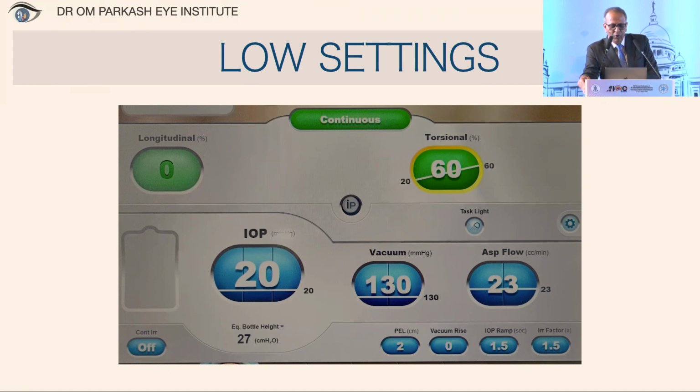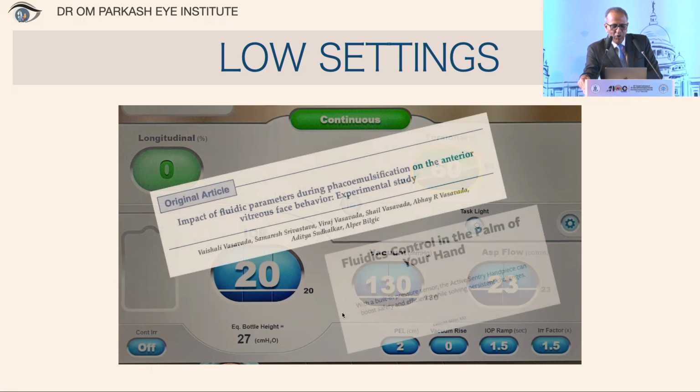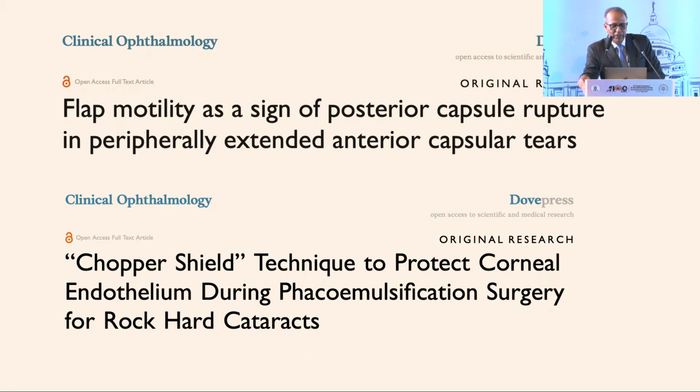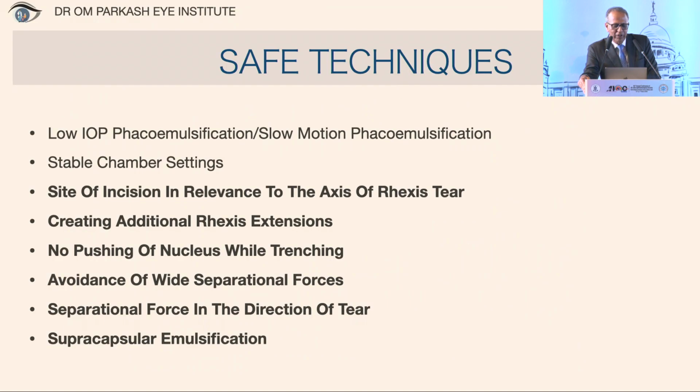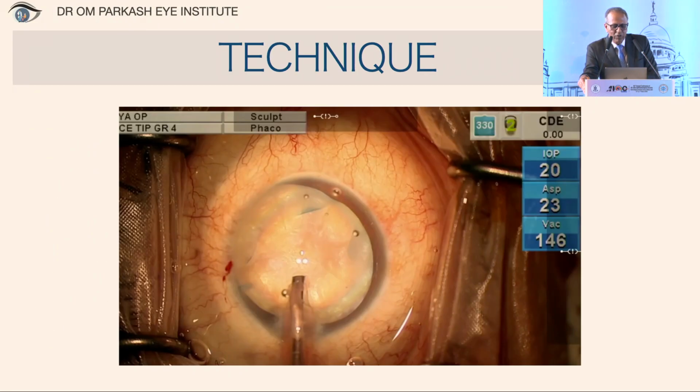The aspiration flow rate is around 23. So this is what, and with this, all these things which I have already talked about. The flap motility sign was published way back, we are all aware of. So safe techniques I've talked about, let's see this.